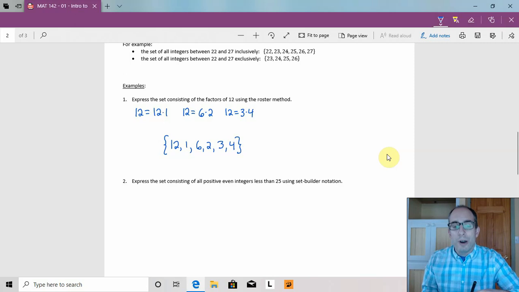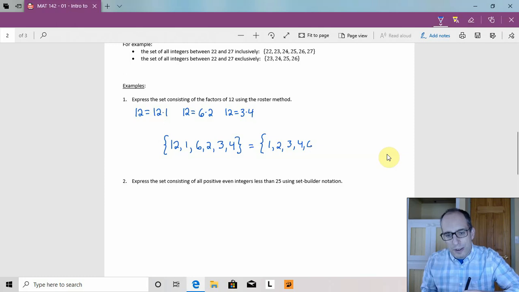Or if you wanted to put them in order, you could. So I guess I can just do that. The order doesn't matter, so this would be the same set, right? I'm just going to say 1, 2, 3, then 4, then 6, and then 12. That's what it looks like when they're all in order.